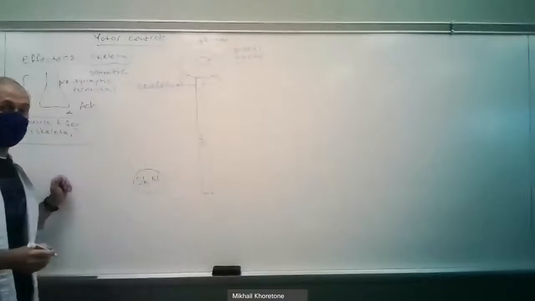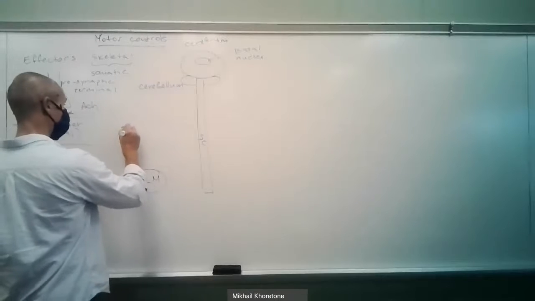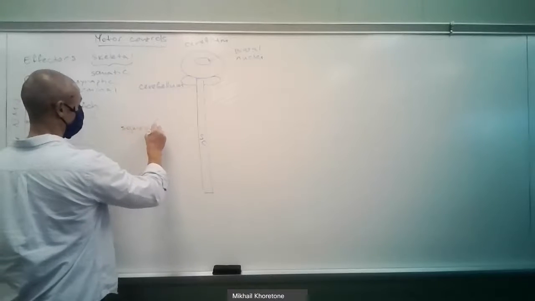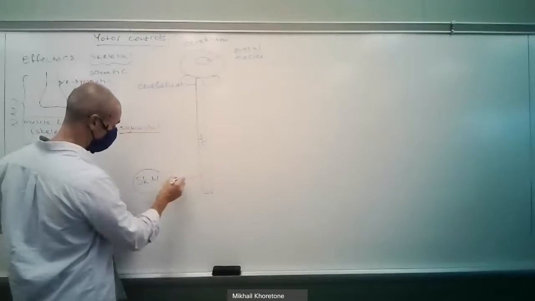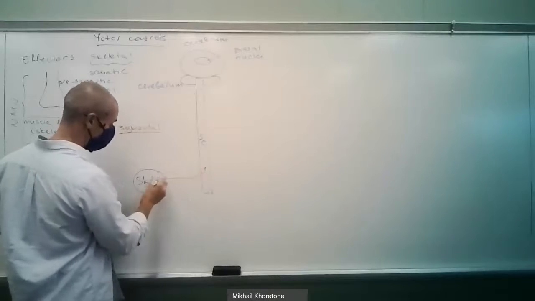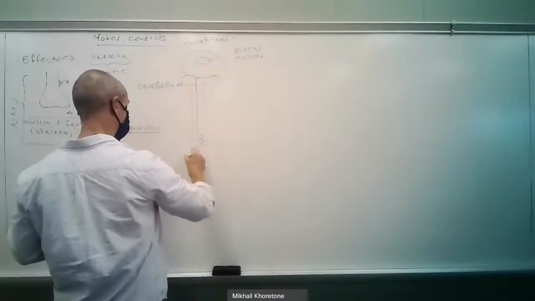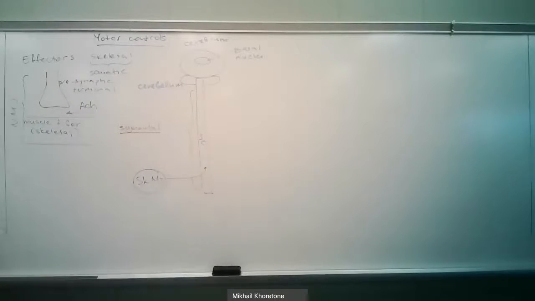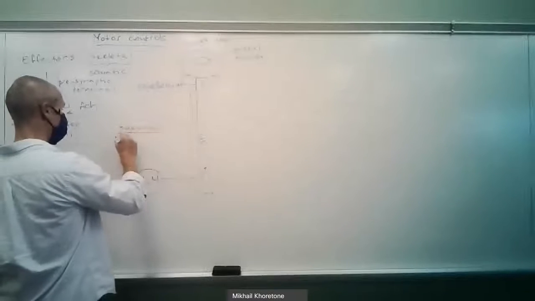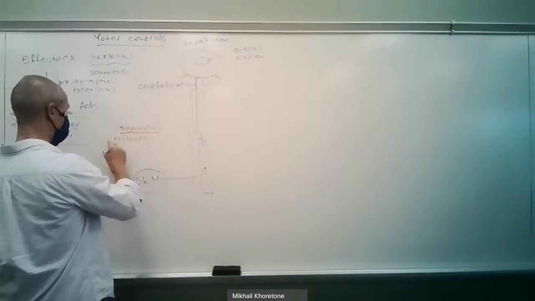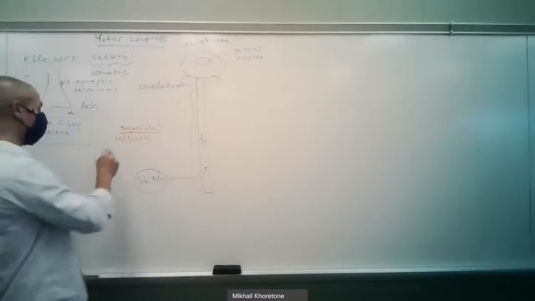So the lowest level of motor controls is the segmental level. The segmental level includes lower motor neurons and the spinal cord. Okay? So what does it control? First of all, it controls reflexes. And it contains so-called central pattern generators.